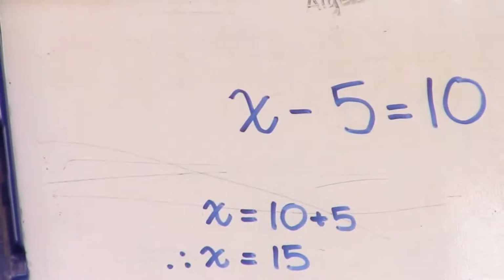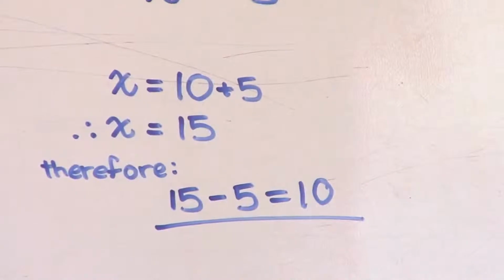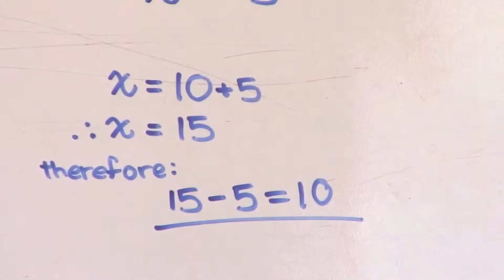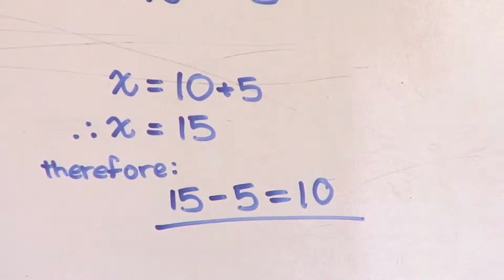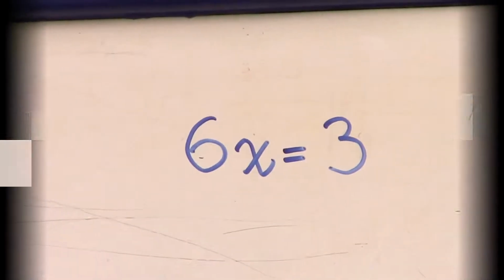And remember, you always have to check. Therefore, 15 minus 5 has to be equal to 10. And that statement is true. So our solution is correct. Now try to solve this equation.